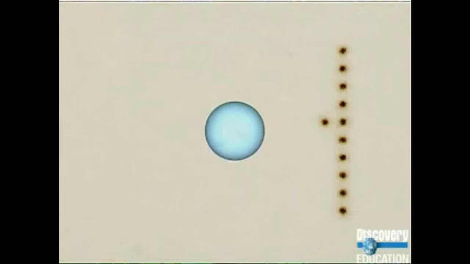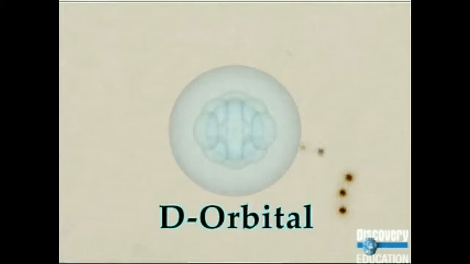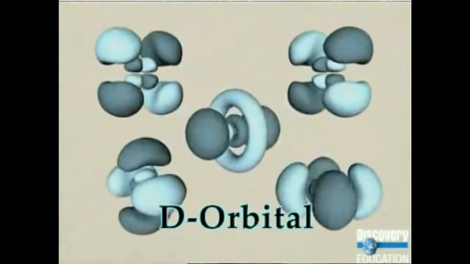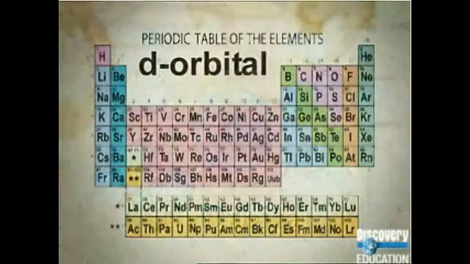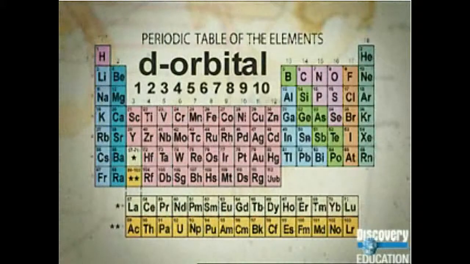Like other elements, the transition metals have electrons in their outermost shell. But they also have valence electrons inside this outermost shell, in an interior shell called a d orbital. The d orbitals hold between 1 and 10 additional valence electrons. When transition metals react with other elements, these partially filled d orbital electrons determine how the elements interact.